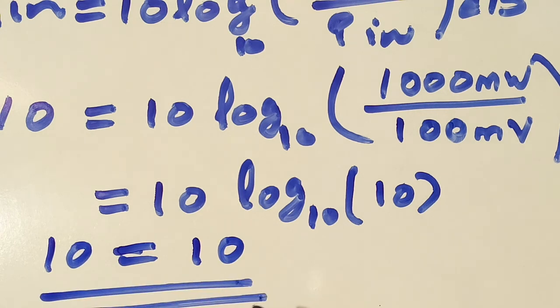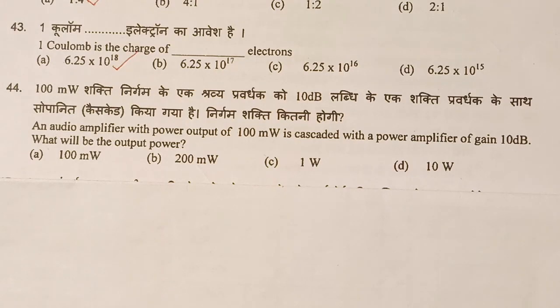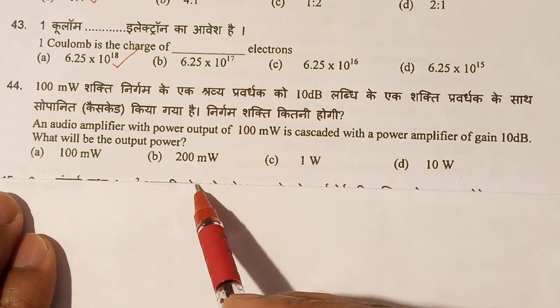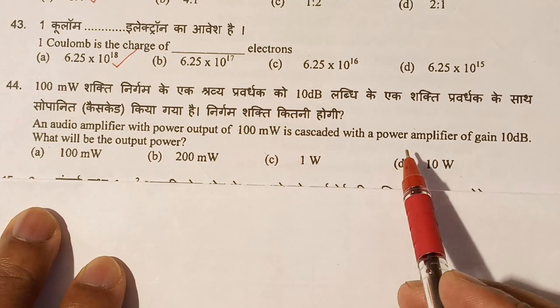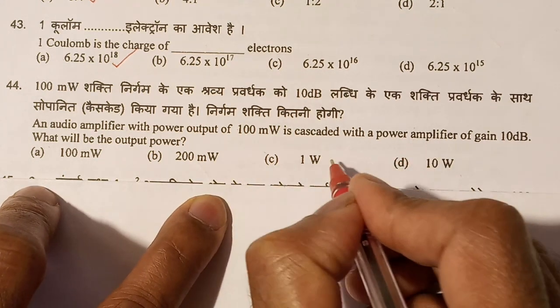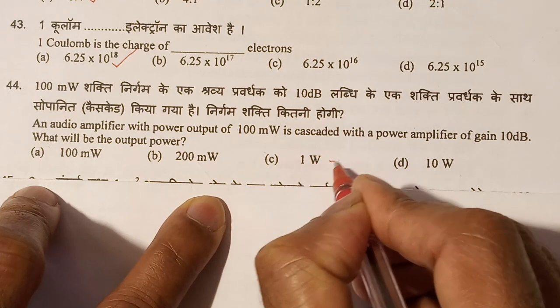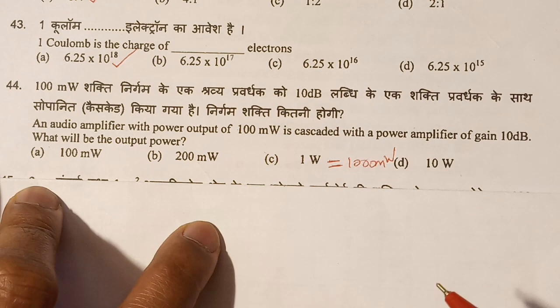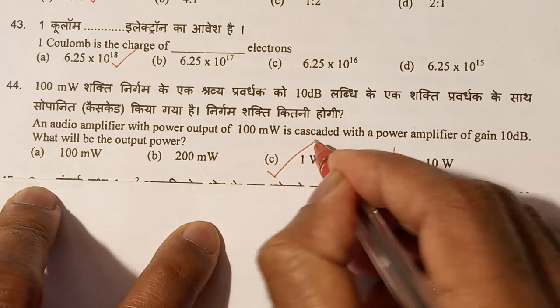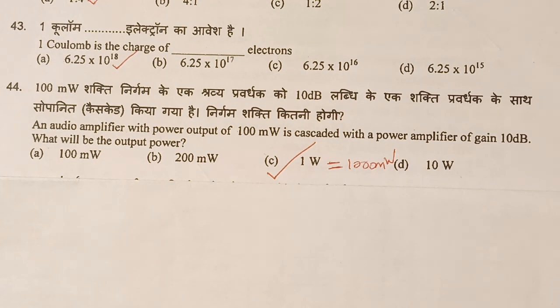So for this question, the answer is 1000 milliwatt. Looking at the options for question number 44, 1000 milliwatt is not there, but 1 watt is there. 1 watt equals 1000 milliwatt. So the answer is option C, 1 watt. So we'll go to the next question.